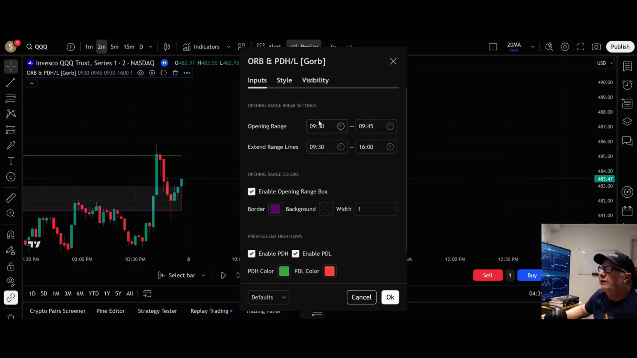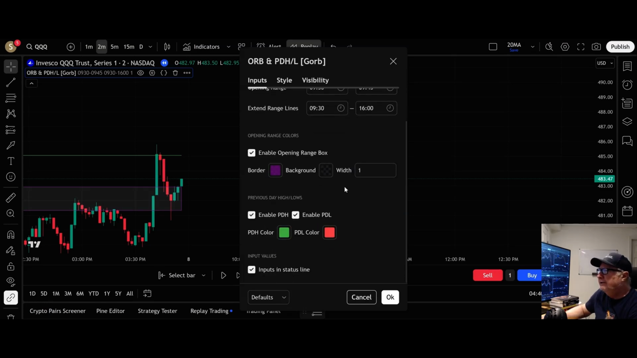So, what it's going to do, basically, is track the range from 9:30 to 9:45, so the first 15 minutes. The lines are then going to extend for the rest of the day. So you can see your box in case we trade inside of that box for a while before it breaks.